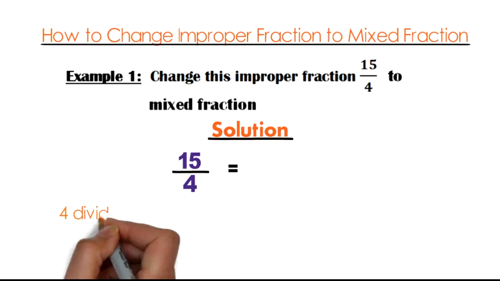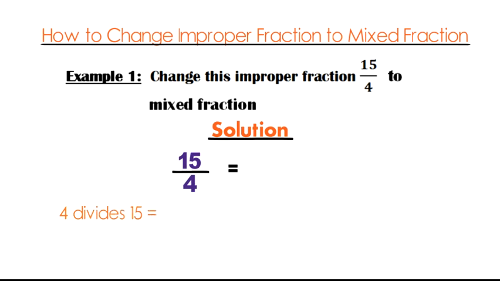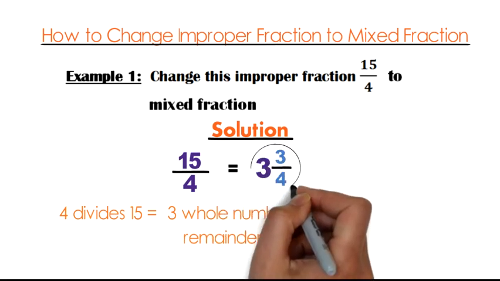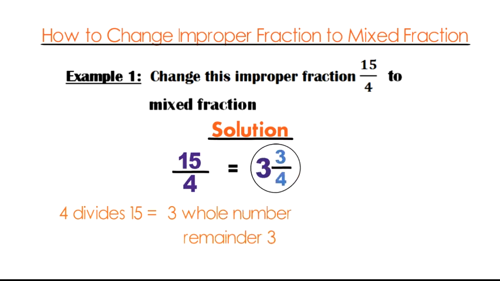So, if 4 divides 15, it will give us 3 whole number, remainder 3. We will write down the whole number, 3, then the remainder, which is 3. We will write it as the numerator over the number we used to divide, which is 4. So, this gives us 3 whole number 3/4 as the answer in mixed fraction.